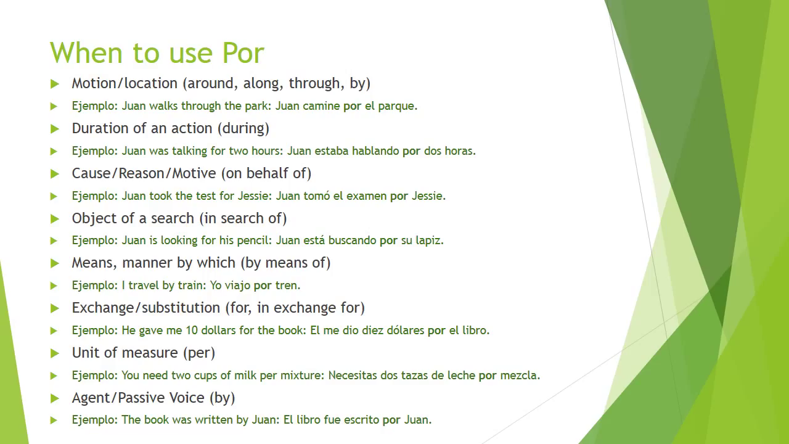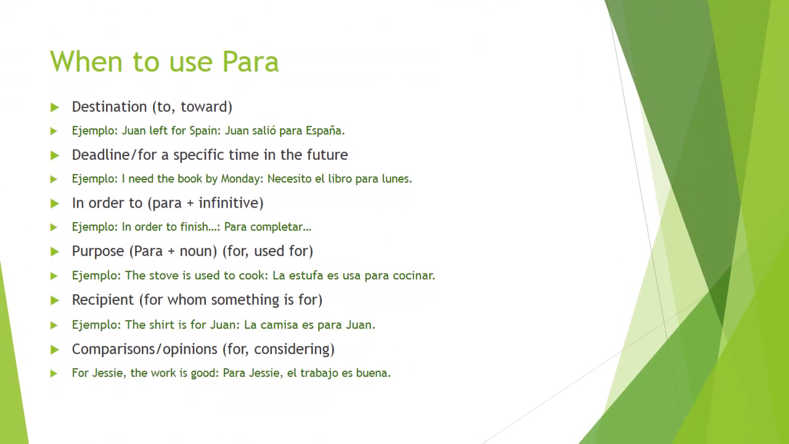Also, you can use it for unit of measure or the word per. For example, you need 2 cups of milk per mixture. Necesitas 2 tazas de leche por mezcla. And lastly, you can use it as the passive voice, or by saying by. For example, the book was written by Juan. El libro fue escrito por Juan. Those are all of the uses for the word por.